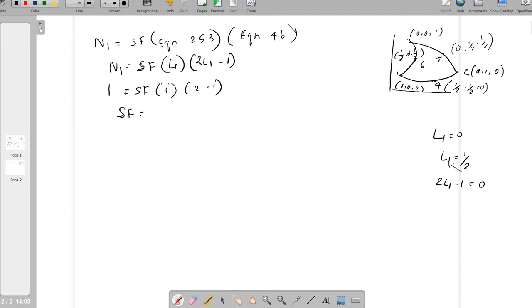The scale factor is equal to 1. So N1 equals simply L1 times (2L1 minus 1). Similarly, all other scale factors are 1 for the remaining shape functions. Next is N2. For node 2, we should consider the equation 361.